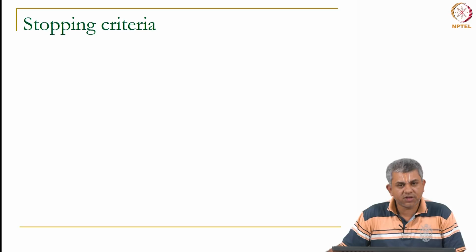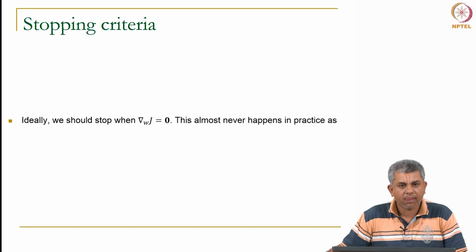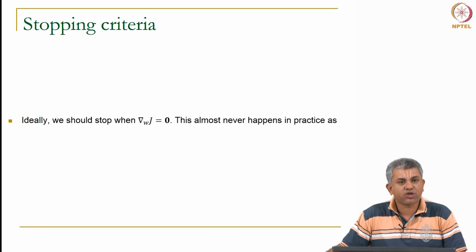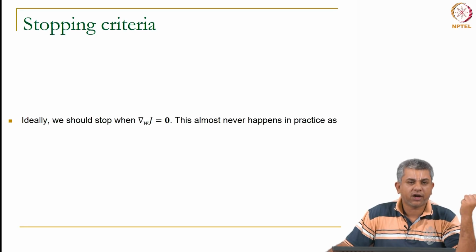The final topic for this video is what is called stopping criteria. Ideally, we should stop our iteration, we are trying to find out the optimal W, ideally we should stop it when grad J actually becomes 0.